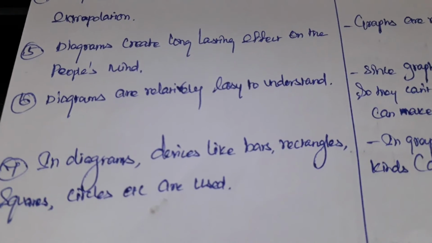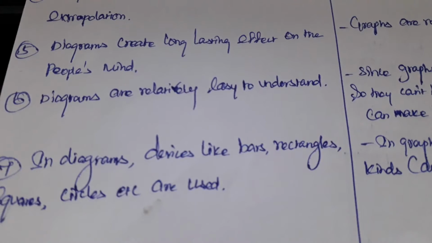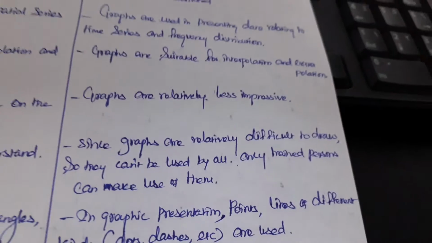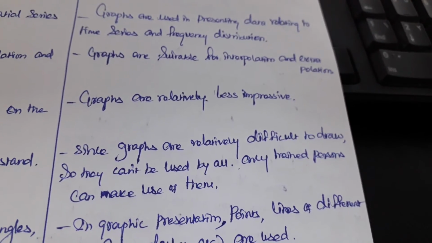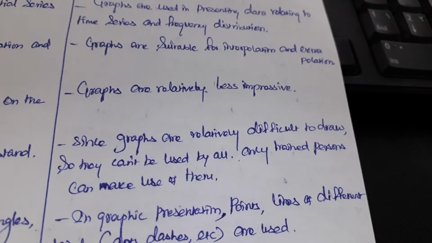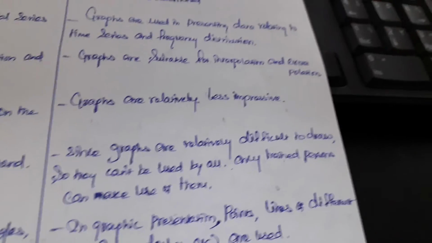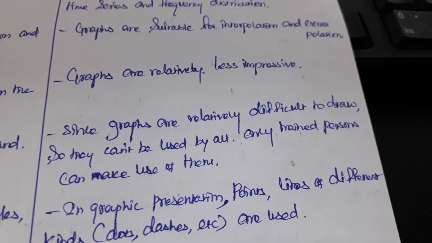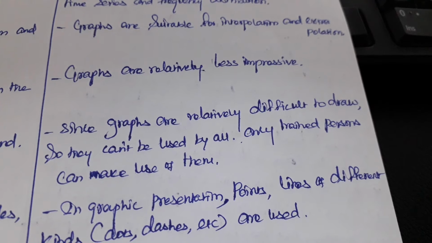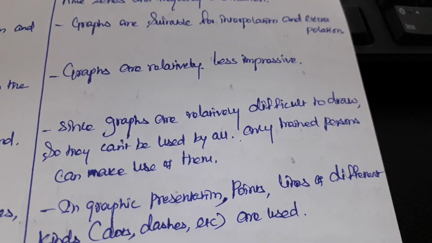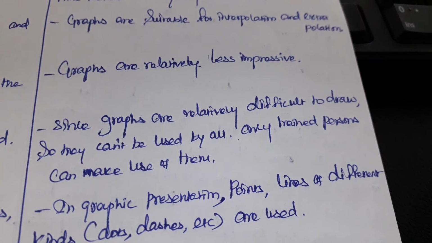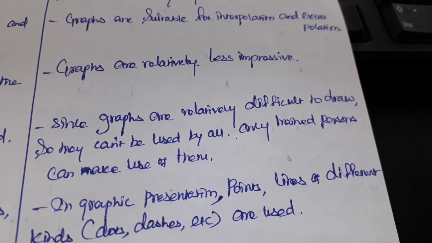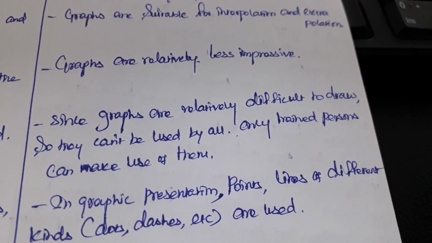Diagrams are relatively easy to understand. We can easily understand the diagrammatic presentation. Since graphs are relatively difficult to draw, they cannot be used by all. Only trained persons can make use of them. Certain training is needed to draw a graph. Everyone cannot use it.